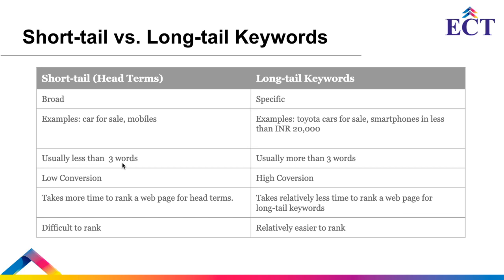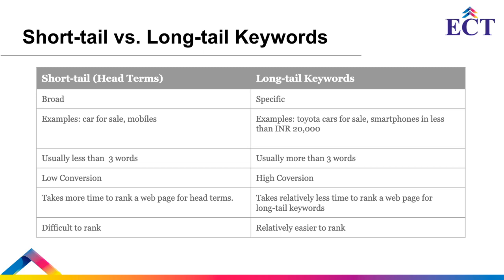Then it takes more time to rank a web page for these short tail keywords, and it is difficult to rank. On the other hand, long tail keywords are quite specific. For example, Toyota car for sale, smartphones in less than INR 20,000. Through long tail keywords, you know the intent of the user, what exactly they want. And as the name suggests, they are longer. They have more than 3 words, maybe 4, 5, or 6 words.